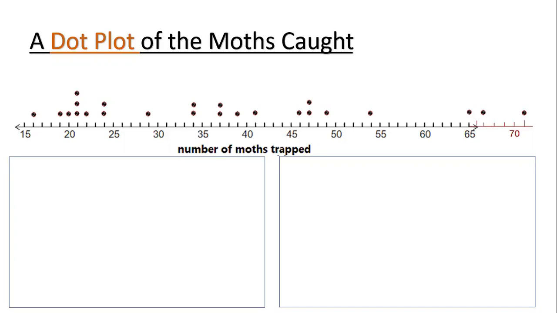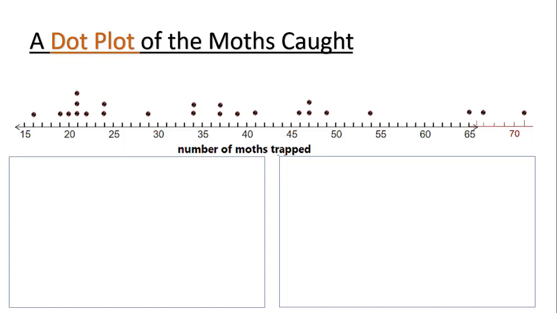Notice that there's 3 dots above 21. That's because we had 3 distinct different nights in which 21 moths were caught. And notice that there's 2 dots above the number 24. That signifies the fact that there were 2 nights on which 24 moths were caught, and so on and so forth. A dot plot can be a useful strategy for visualizing a small quantitative data set.